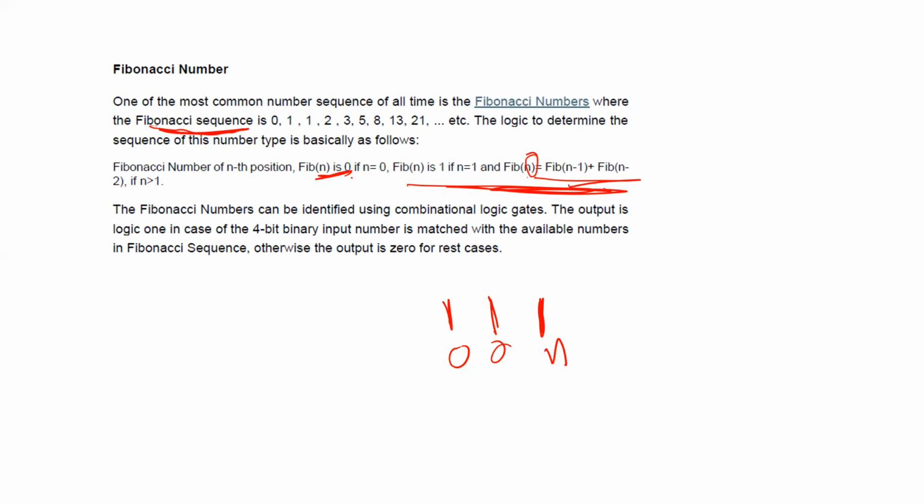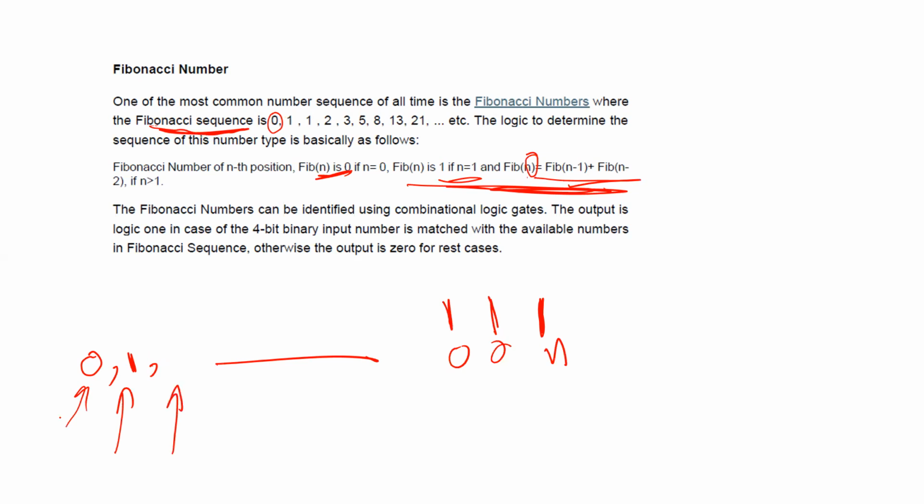So Fibonacci of 0 is 0, and Fibonacci of 1 is 1. So the first two are given. I need to give you at least two, okay? This is for 0, this is for 1, so that you can generate the rest of the series, because every Fibonacci is the summation of the previous two.